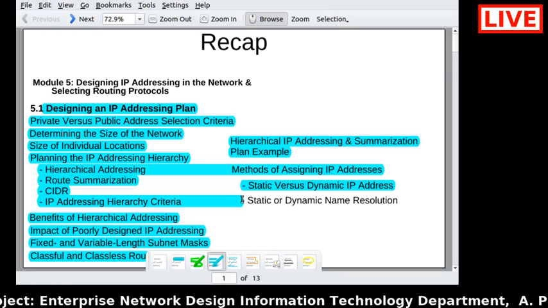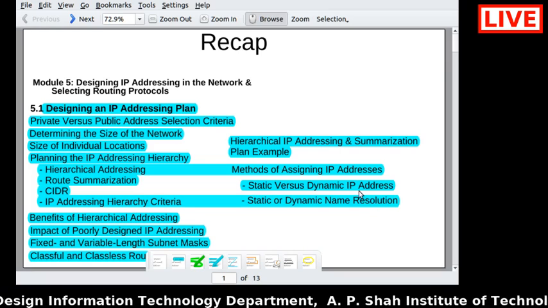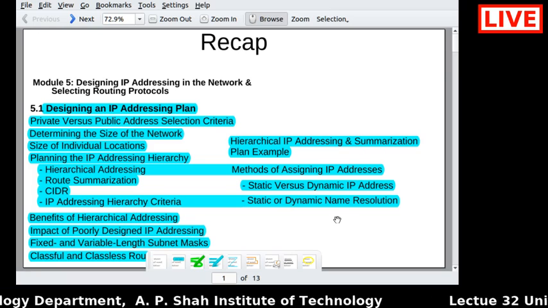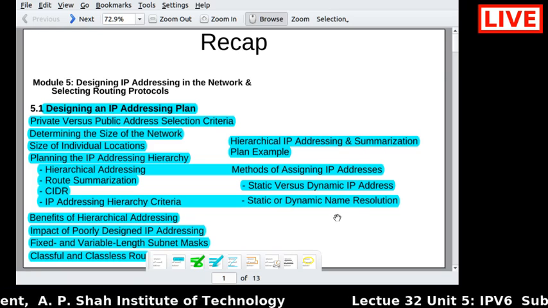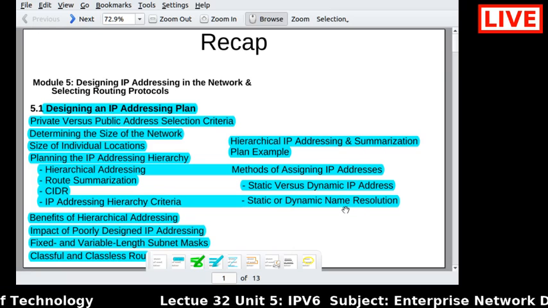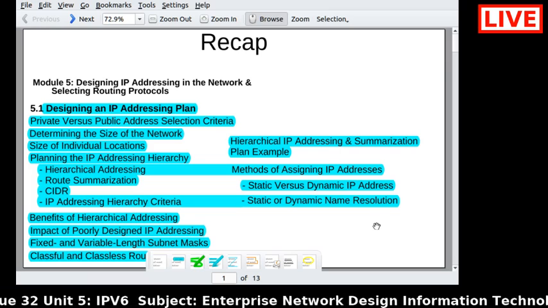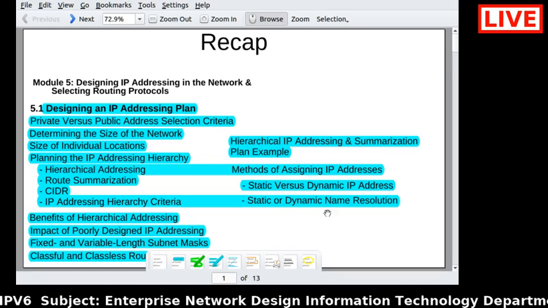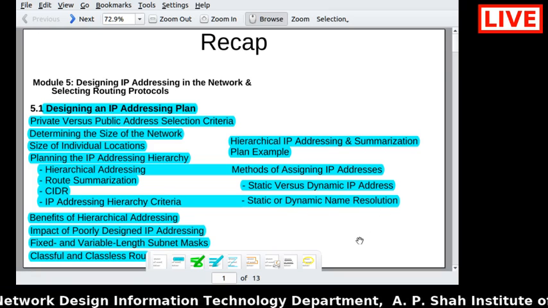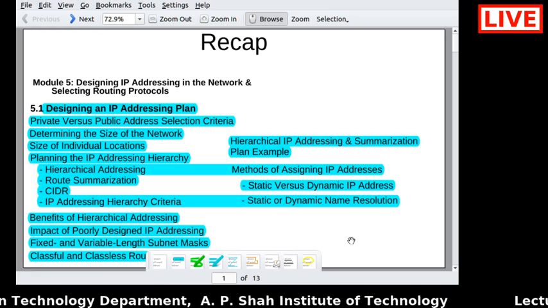Then we saw the methods of assigning IP addresses, static and dynamic. I also demonstrated with Cisco Packet Tracer how to configure the DHCP server, and with its help how to allocate IP addresses to all the end devices. The next one was static and dynamic name resolution with the help of DNS. That we discussed in our last session.